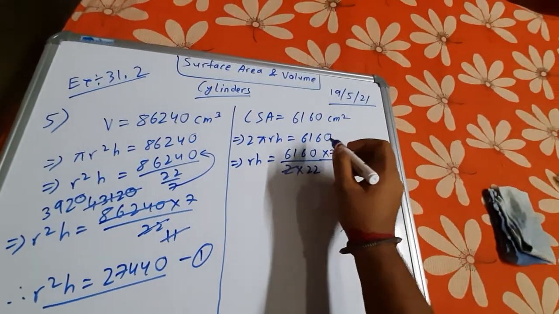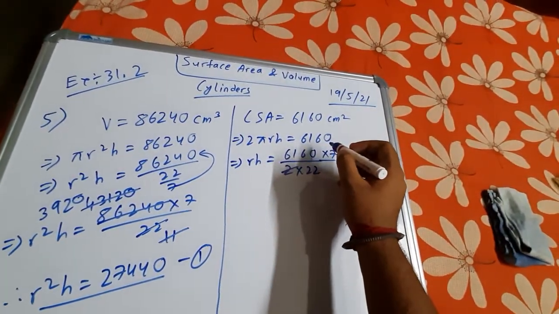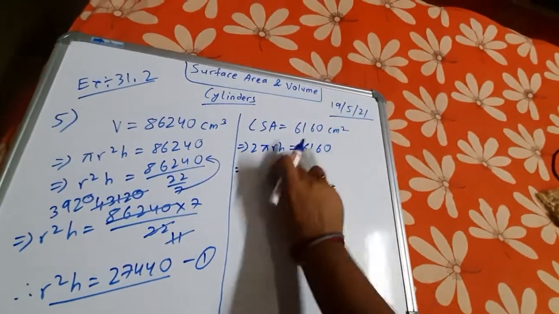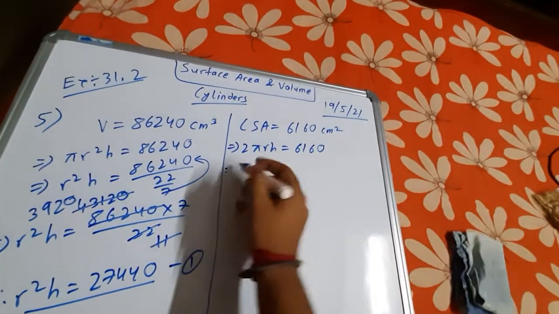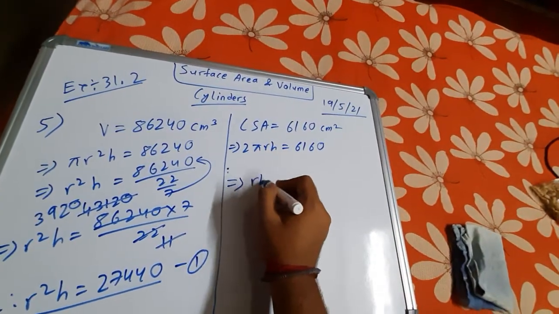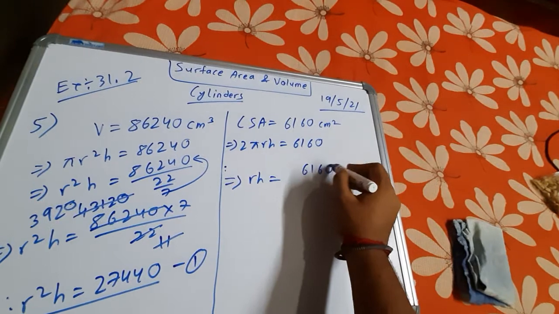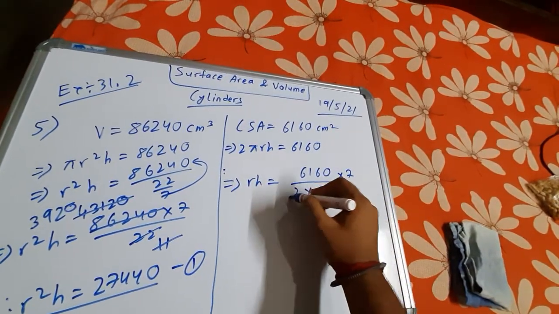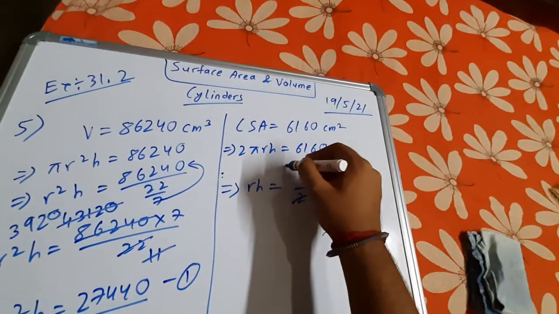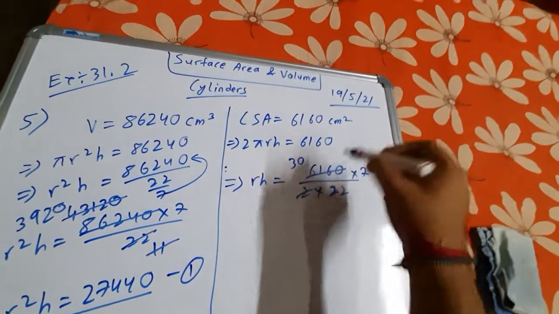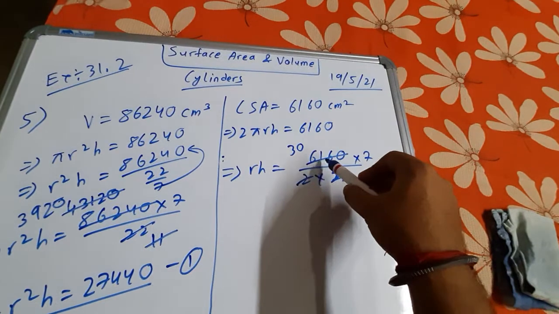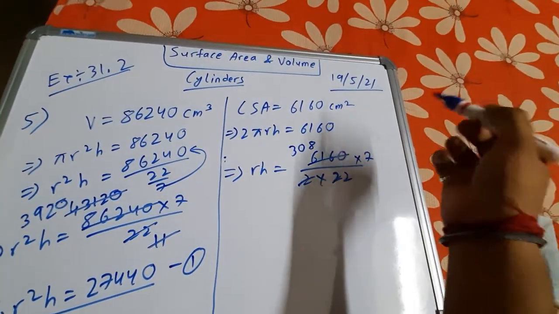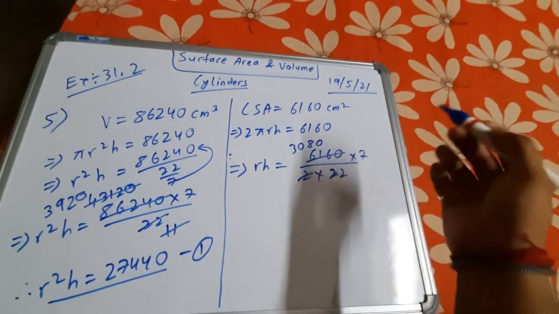Now let's cut this with 2. So let's do the division. So RH equal to 6160 by 2 into 22 into 7 over here. So by 2 it's coming as 30. Then 168. Okay, 308 and 3080. Okay, 3080 is coming as 3080.